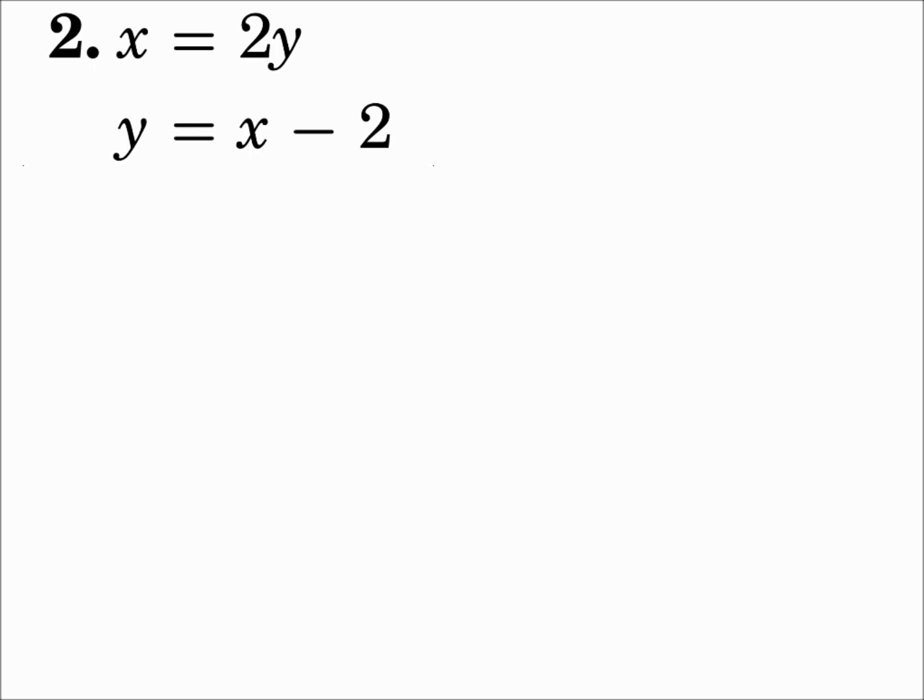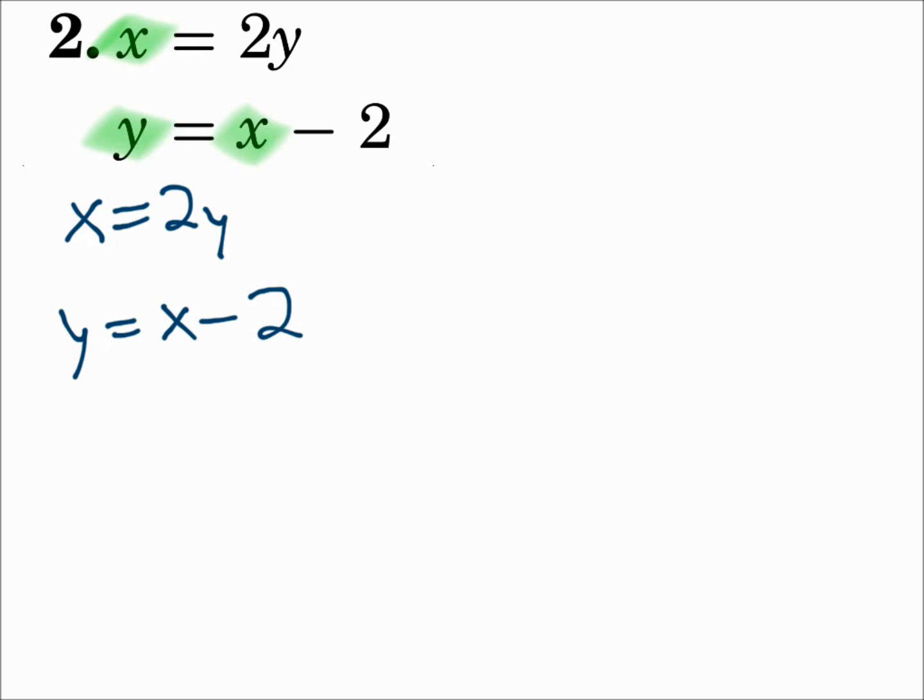Number 2, x equals 2y and y equals x minus 2. For substitution, start by finding a variable with coefficient 1. And we have 3 choices, the x, the y, and the x. Select one of those to solve for. You got several choices. Let's use the first one. x equals 2y. We would solve that for x, but on this one it's already solved for x, so we can move on to the next step, which is substitute that into the other equation. So, since x equals 2y, we'll substitute a 2y in for x in the other equation.